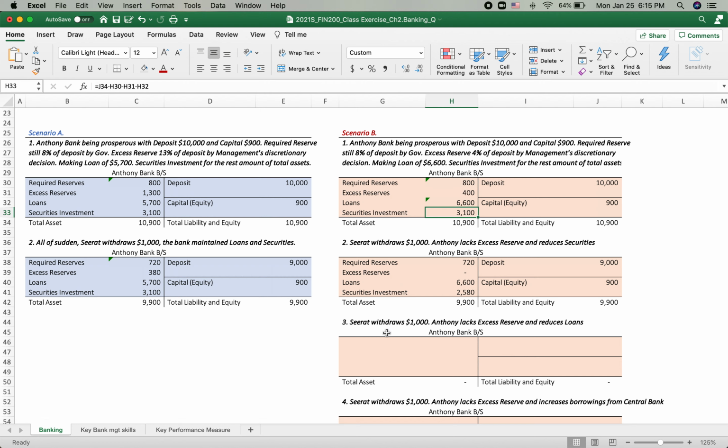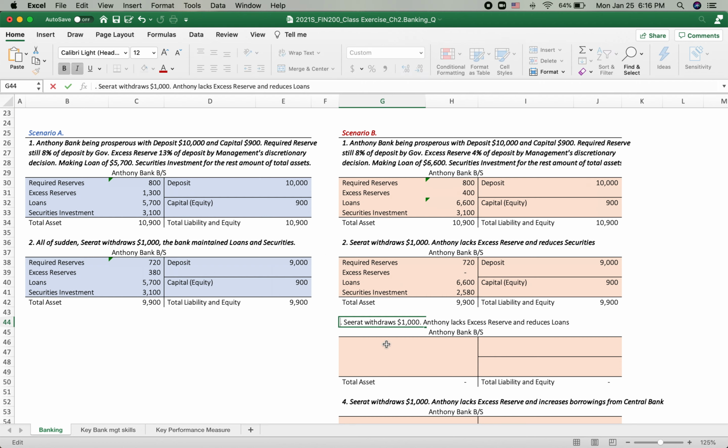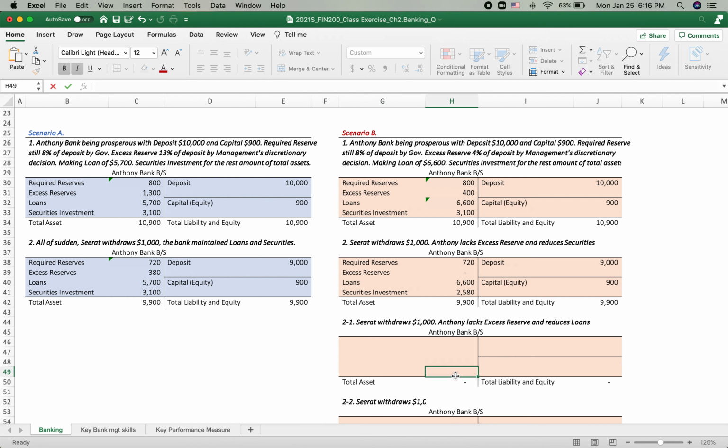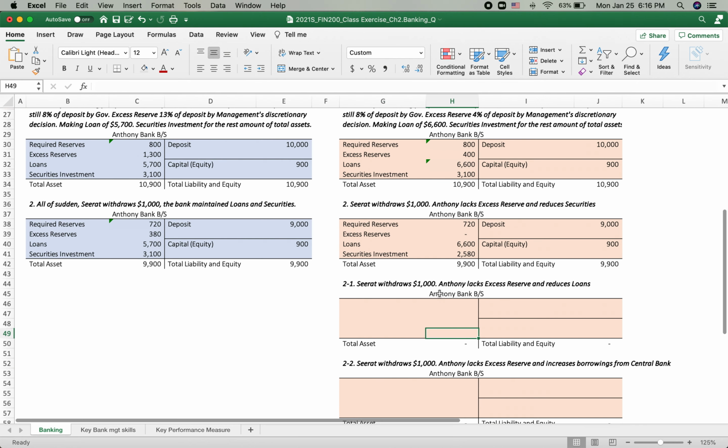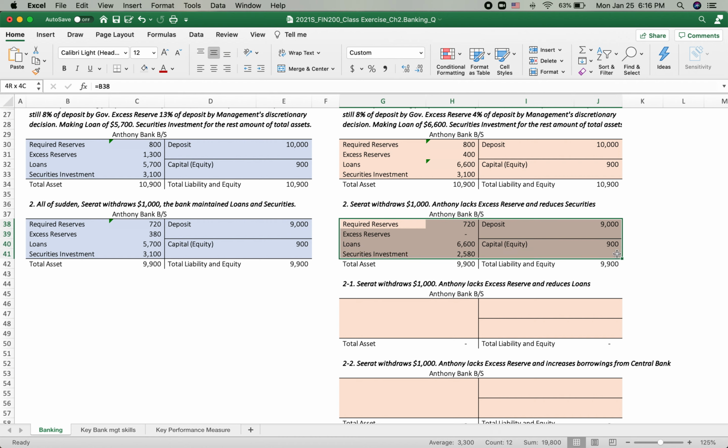Okay, number 3, C-Red withdraws $1,000. Anthony lacks excess reserve and reduces loans. Okay, this is another option in the scenario B. I want to just say this is not the number 3 case. There's another case, number 2. C-Red withdraws $1,000. I just want to copy and paste.